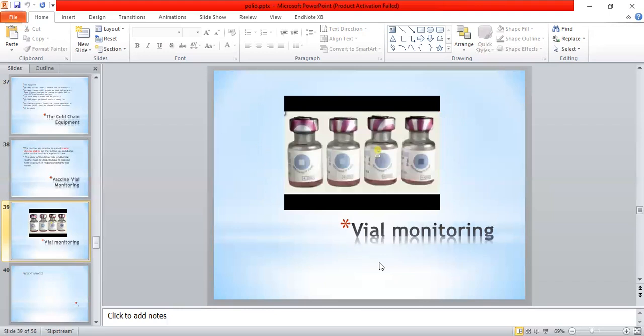So this is the picture of the vaccine vial monitor. In this picture, you can see at the center there is a black circle, and inside there is a square of thermochromic material. By exposure to light and heat, the color of this inner square can change. If it is white at the start, then it's normal and the vaccine can be used. And if this color changes to black, then this vaccine cannot be used.